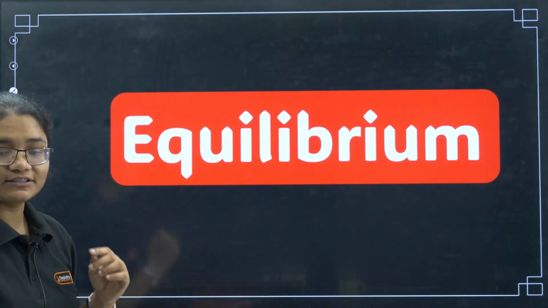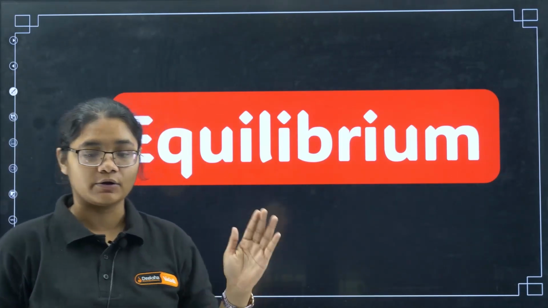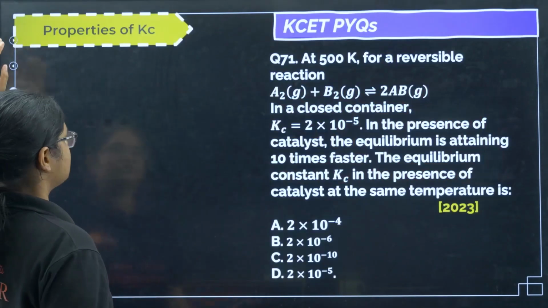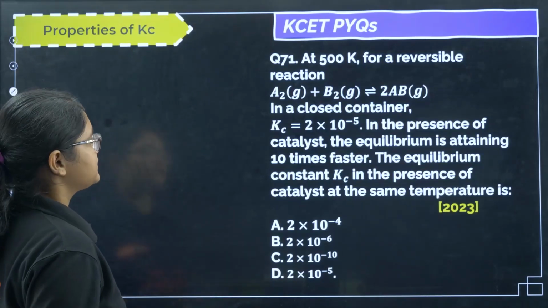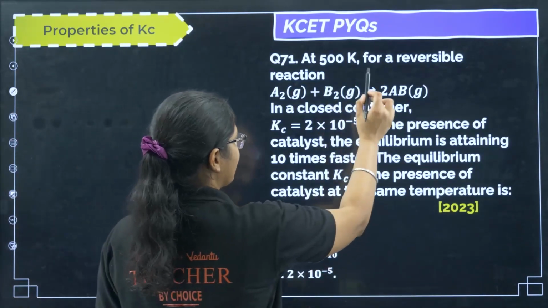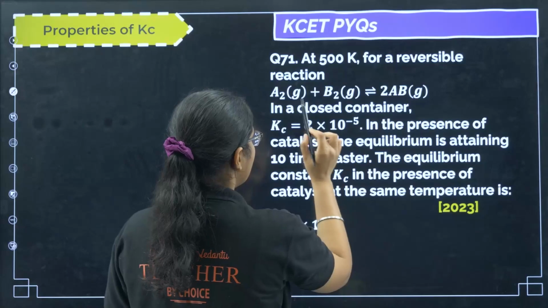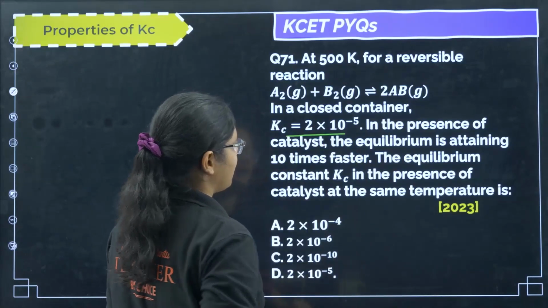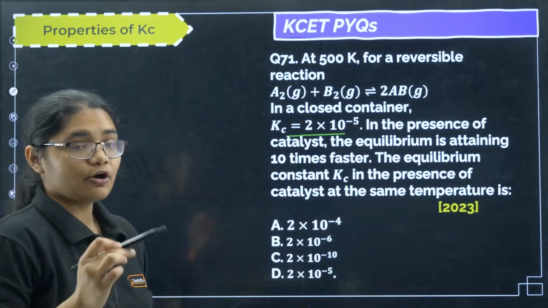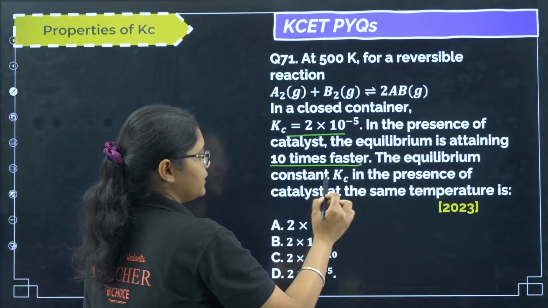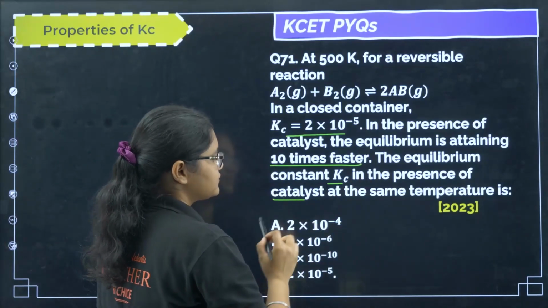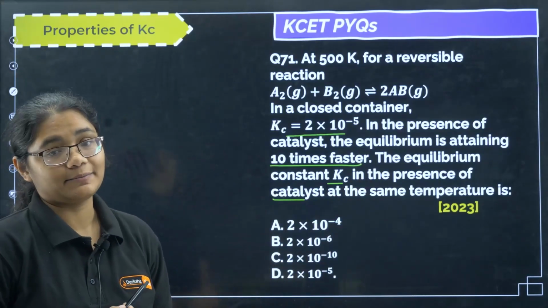Now moving to the next chapter, that is equilibrium. Here also we can get a good question. One question definitely you can get in chemical equilibrium. Let's see the question. At 500 Kelvin for a reversible reaction in a closed container, the Kc value is given. In the presence of a catalyst, the equilibrium is attained 10 times faster. The equilibrium constant Kc in the presence of the catalyst at the same temperature is.